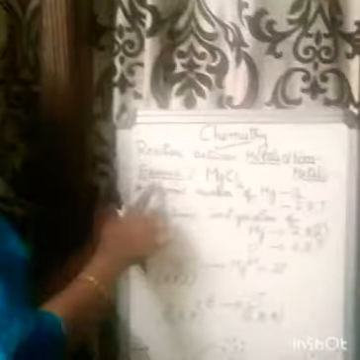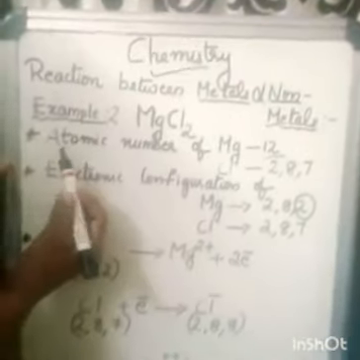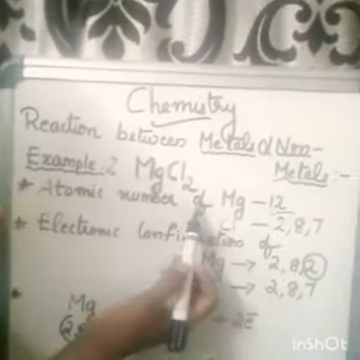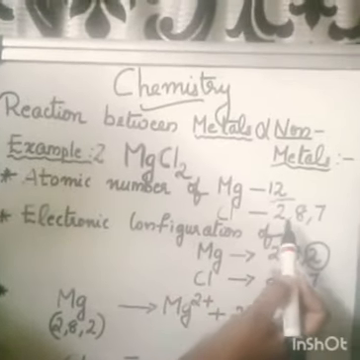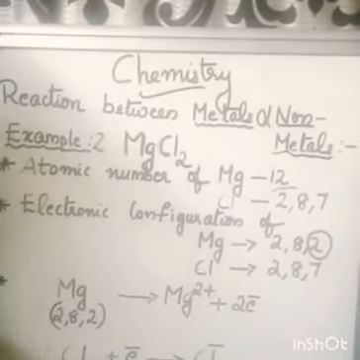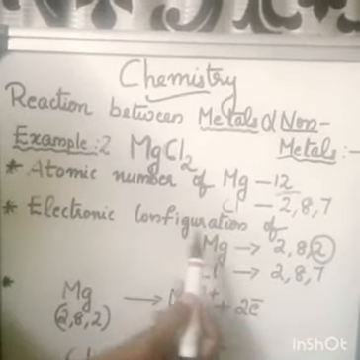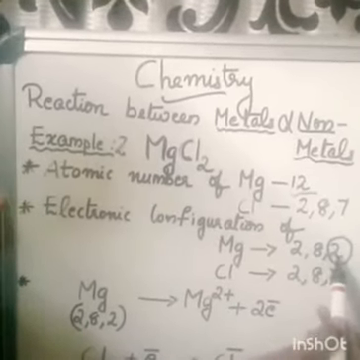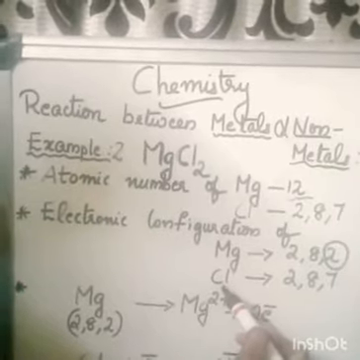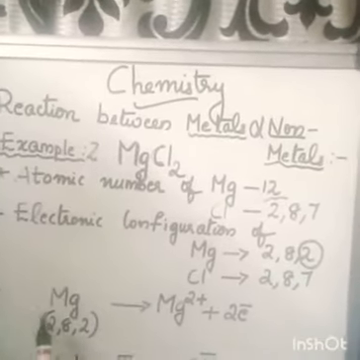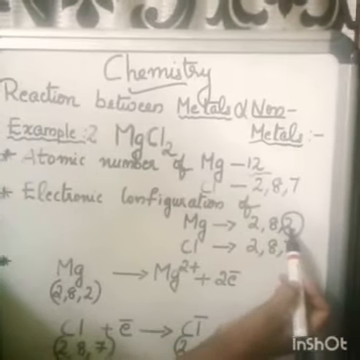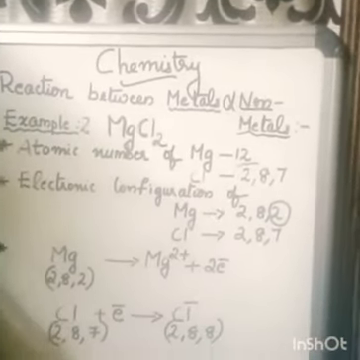The second example we are going to study is magnesium chloride. You know the atomic number of magnesium is 12 and chlorine is 17. So the electronic configuration is written as 2,8,2 for magnesium, and for chlorine it is 2,8,7. So magnesium has 2 electrons in its outermost shell.